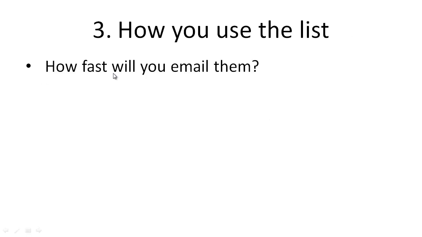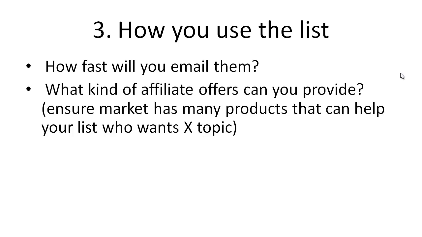and you've got to continually provide a solution to that reason. And of course, you've got number 3, which is how you use your list, which is the conversion side. How fast will you email them once they get on your list? And what kind of affiliate offers can you provide? And that's something you need to think about.